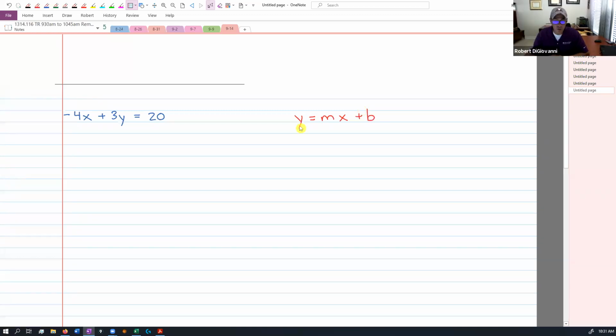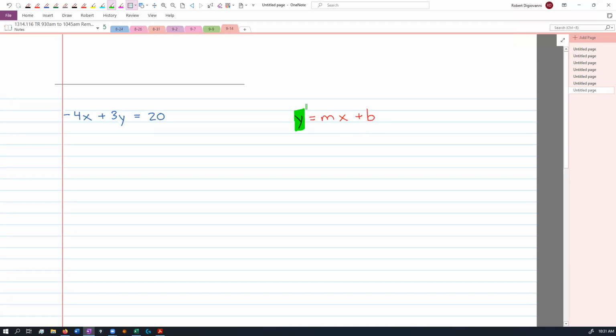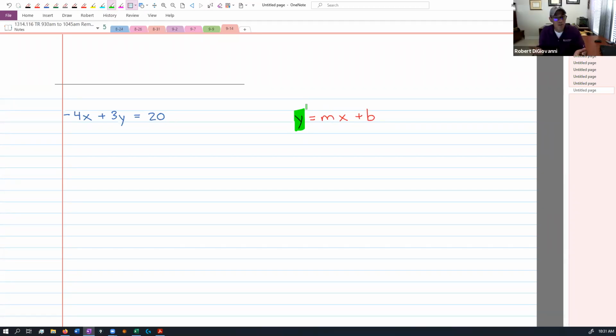Well, in order to use this method, we have to basically get it solved for y. We have to get y by itself on one side of the equation. If we can do that, we're in business. So I'm going to try and get this y by itself. I'm going to add 4x to both sides.